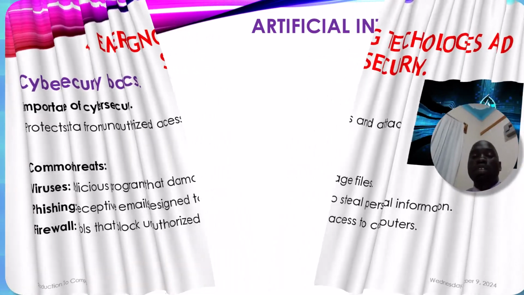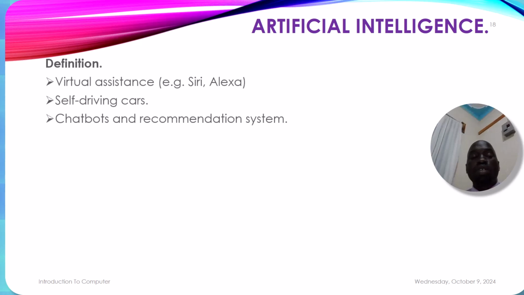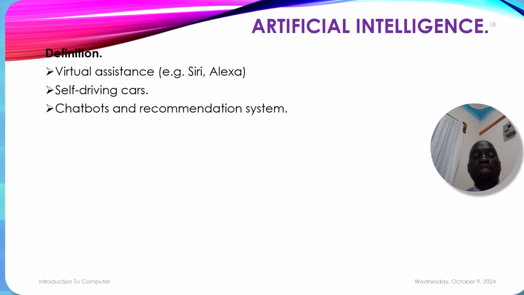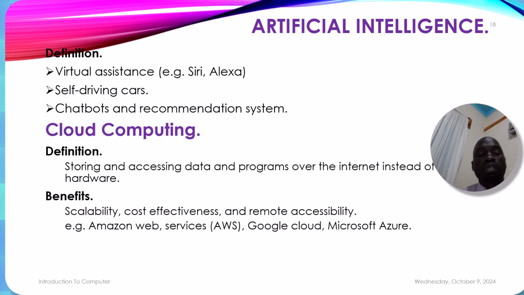Artificial intelligence is another development in this dimension. It includes virtual assistants, for example, Siri and Alexa, self-driving cars, chatbots, and recommendation systems. Cloud computing is storing and accessing data and programs over the internet instead of local hardware. We also have benefits: scalability, cost effectiveness, and remote accessibility.